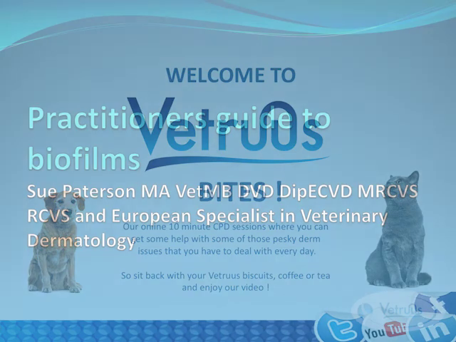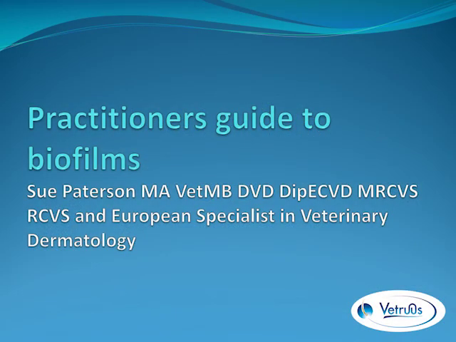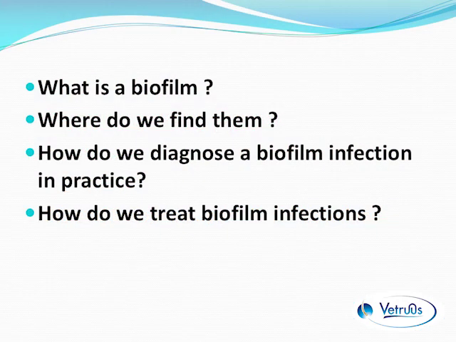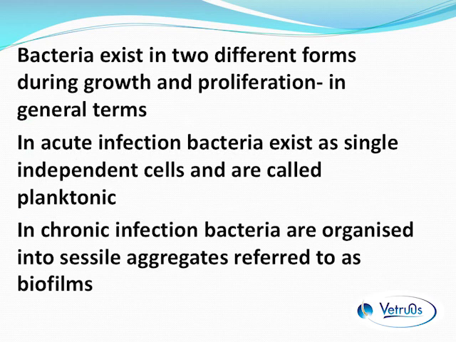What we're going to deal with in this one is a practitioner's guide to biofilms. As you can see from the second slide, we're going to divide this little presentation up into 4 different sections. We're going to talk first of all about what a biofilm is. What we're then going to consider is where we actually find them. And then probably most importantly, how we diagnose a biofilm infection in practice. And then fourthly, how we're actually going to try and manage how we're going to treat these biofilm infections when we identify them.